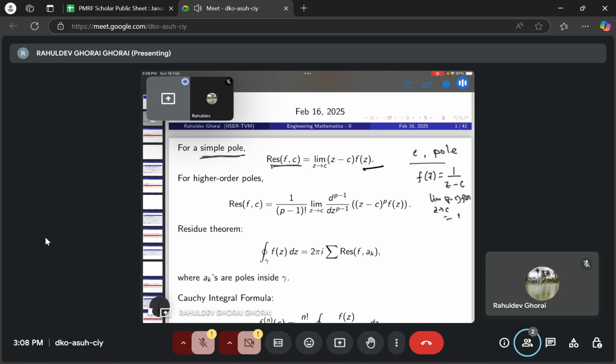Okay, so before that, we have a higher order pole. What is the meaning of higher order pole? Let's say you have 1 over (z minus C) whole square times f(z). Will that be a higher order pole? Yes.